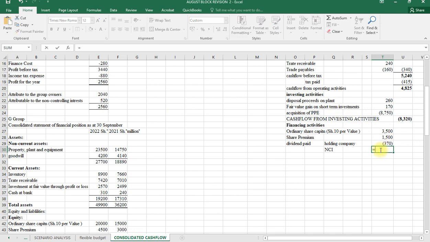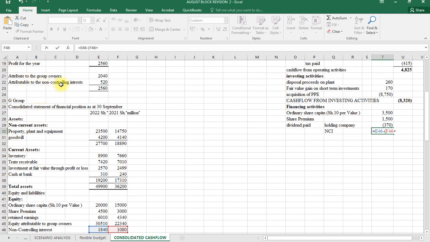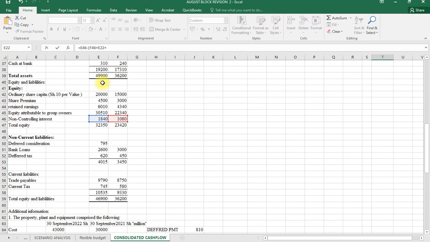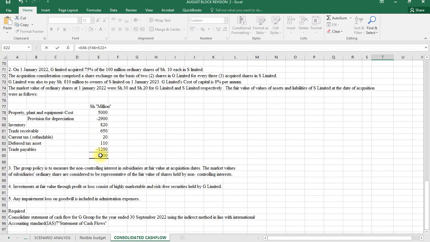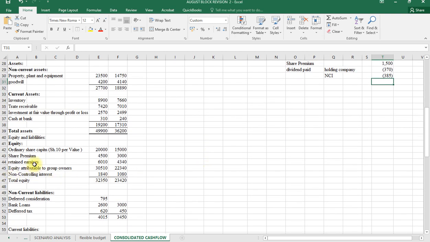For the NCI, they started with a non-controlling interest of 1840. I minus, I will open a bracket, the figure at the beginning, I add their share attributable to non-controlling, and I add the share of the net assets that they acquired here by 25%, by 0.25. I close the bracket and I enter. You'll find that for them they paid a dividend of 385. Then we're done with that.